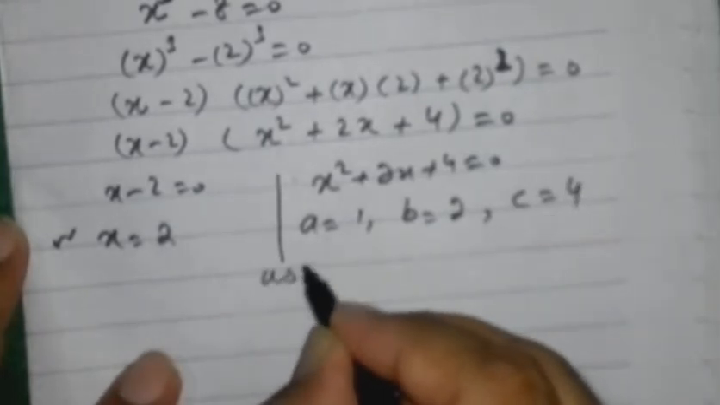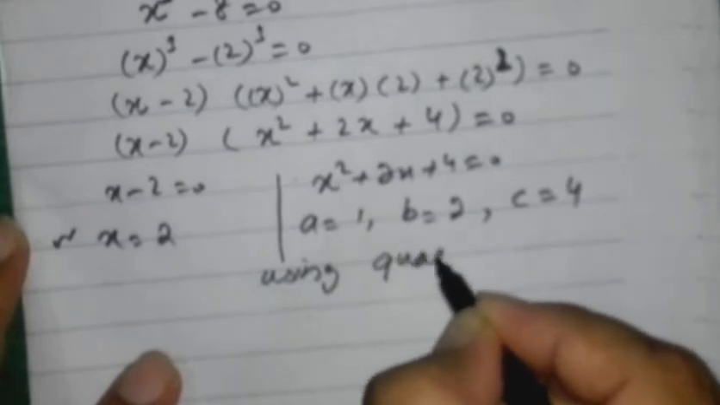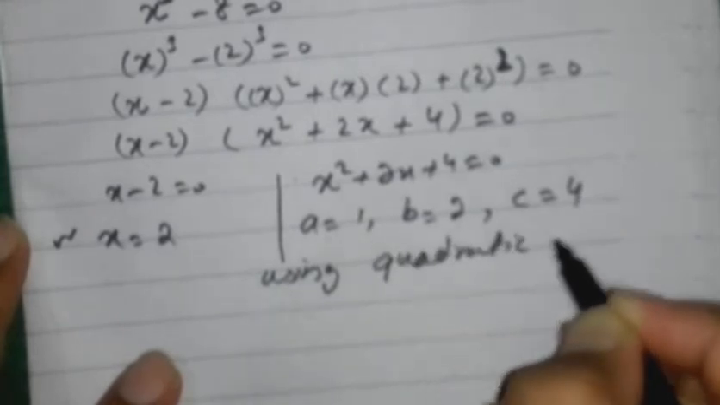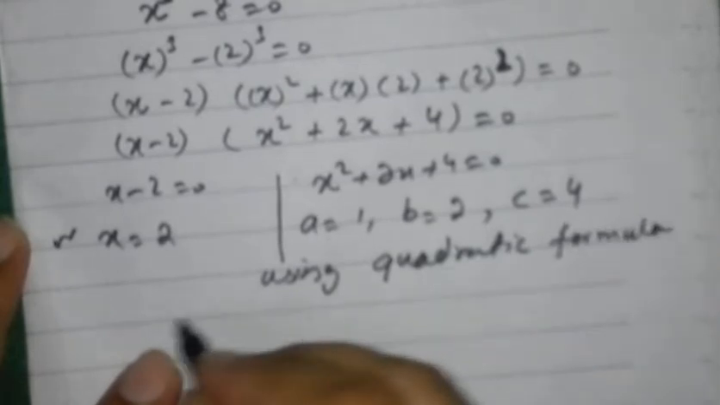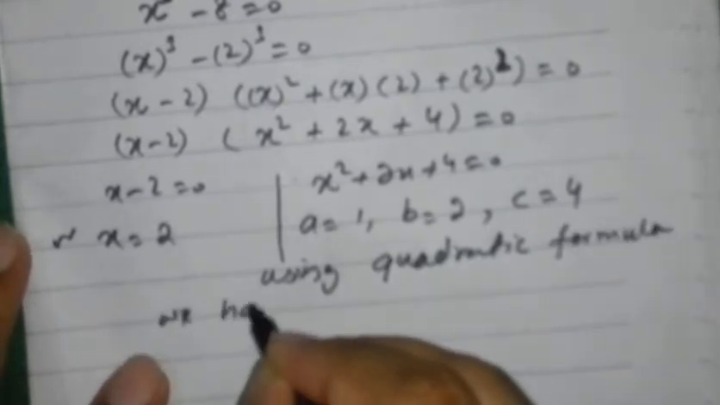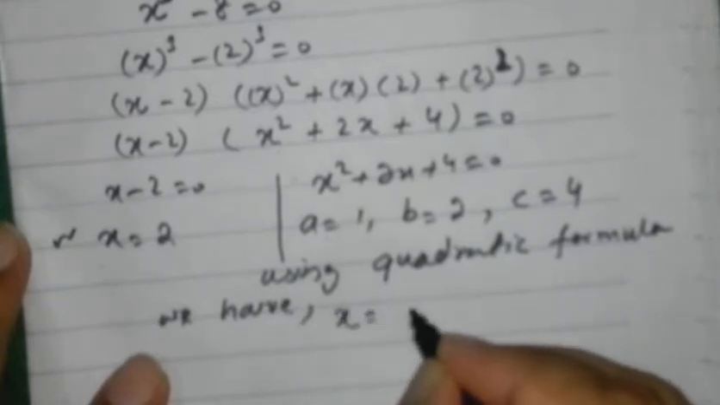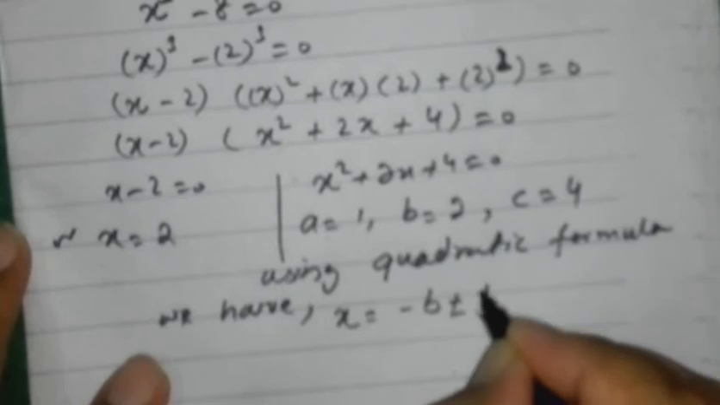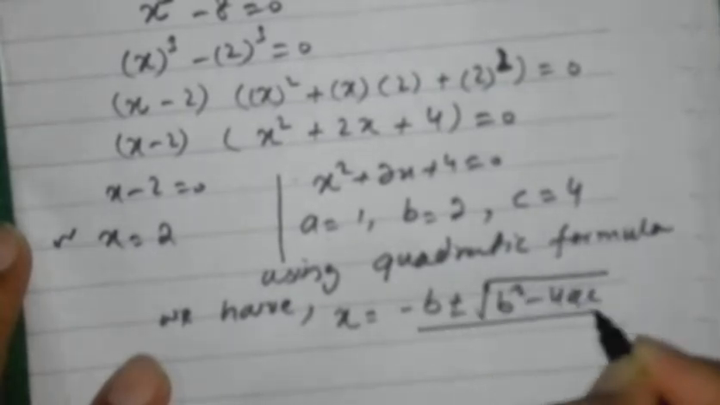Using the quadratic formula, we have x equals minus b plus minus under the root b square minus 4ac over 2a.